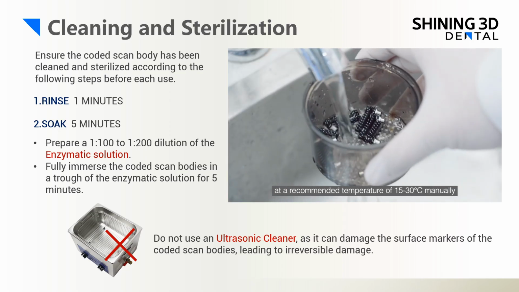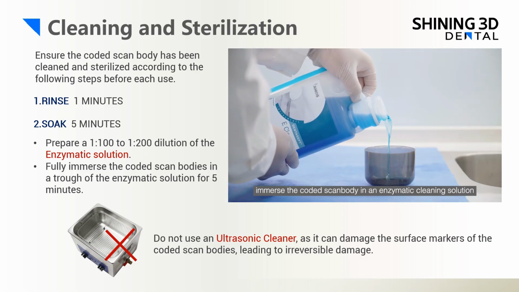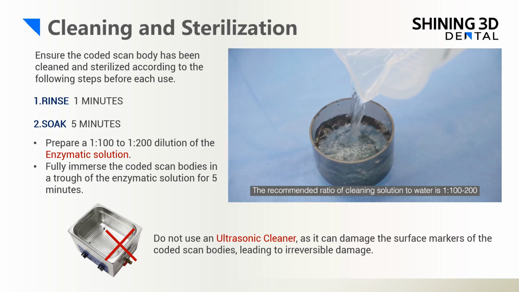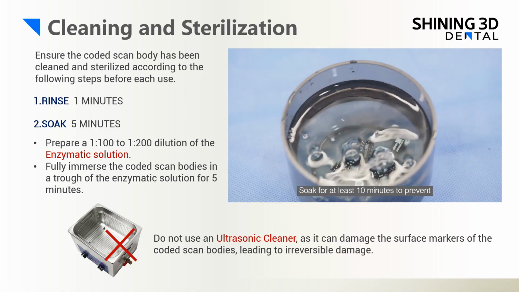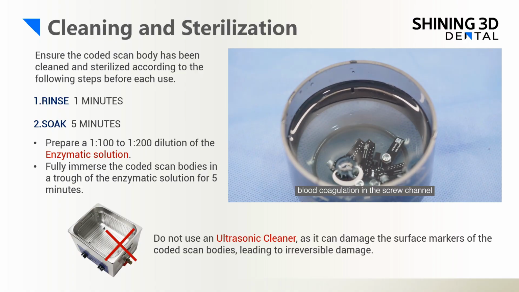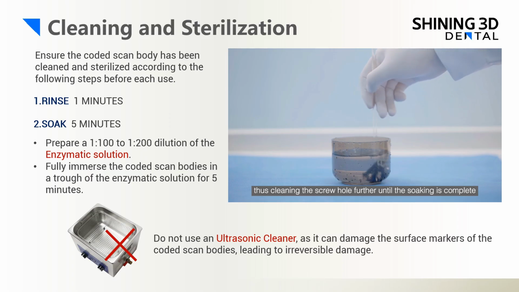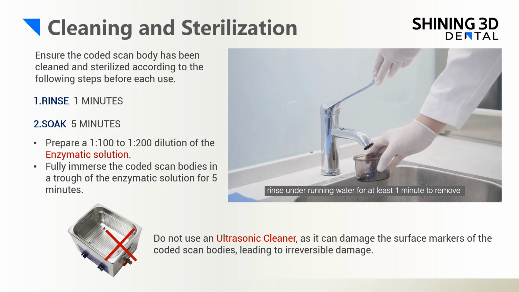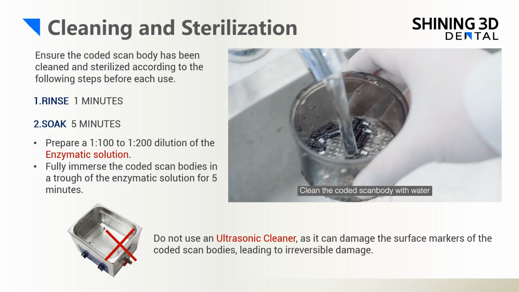The first step is to rinse it for 1 minute using running water, and then the second step is to soak it for 5 minutes. Prepare a 1:100 to 1:200 dilution of the enzymic solution. Fully immerse the coded scan bodies inside the solution in a container for 5 minutes. Just make sure not to use an ultrasonic cleaner, as it can damage the surface markers of the high-accuracy coded scan bodies, and it will lead to irreversible damage to the high-accuracy coded scan body.